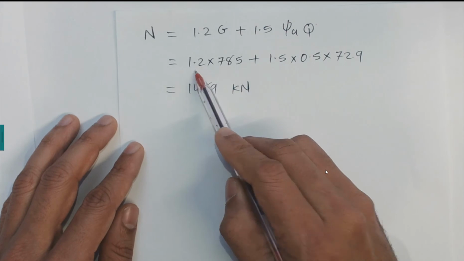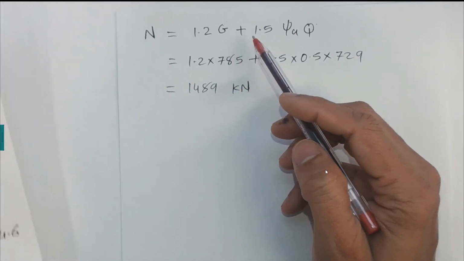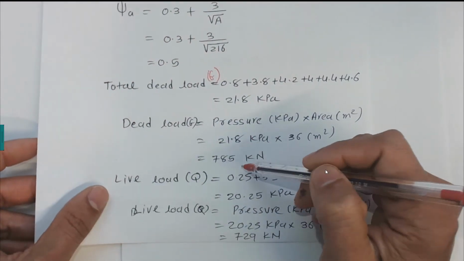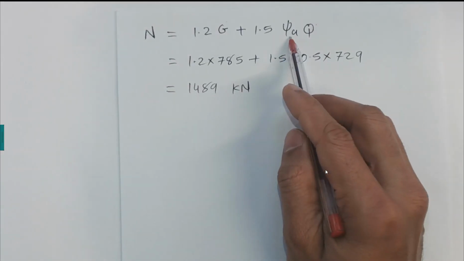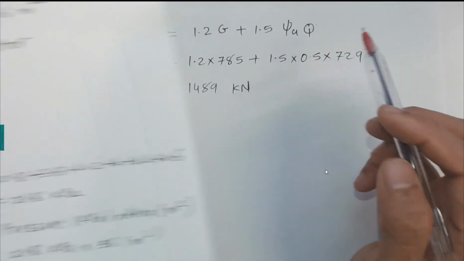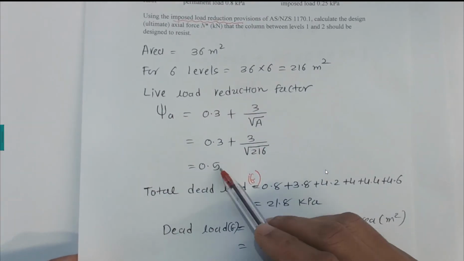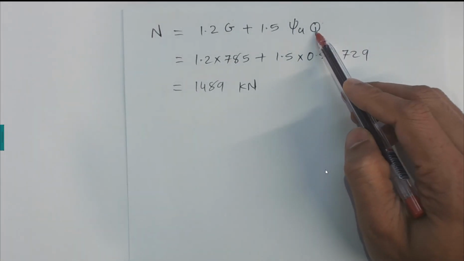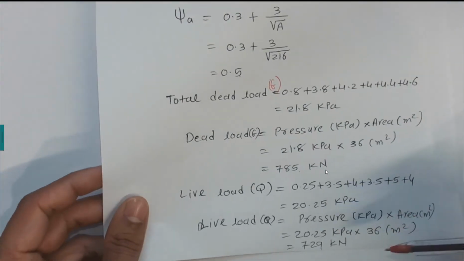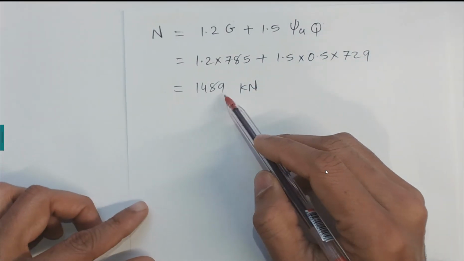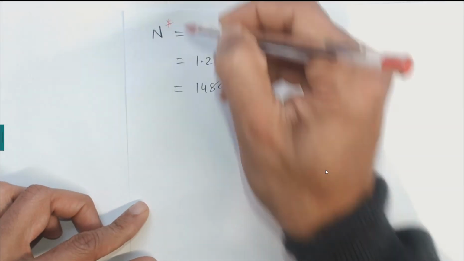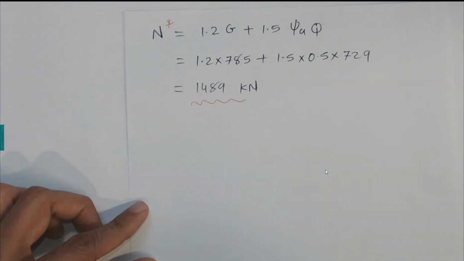So we substitute 1.2 times 785, which we calculated in the previous step, 785 kilonewtons, plus 1.5 times the live load reduction factor. We calculated the live load reduction factor as 0.5, and the live load as 729 kilonewtons. So the total answer is 1489 kilonewtons. So that is the axial load. Thank you very much.